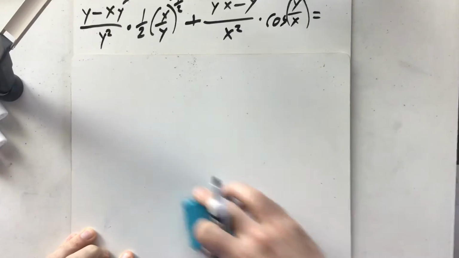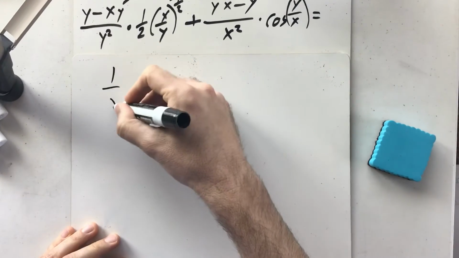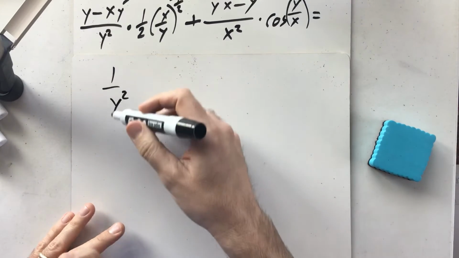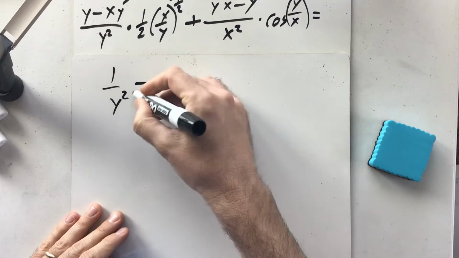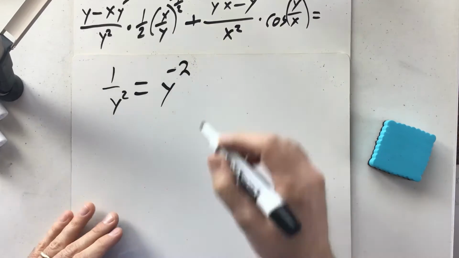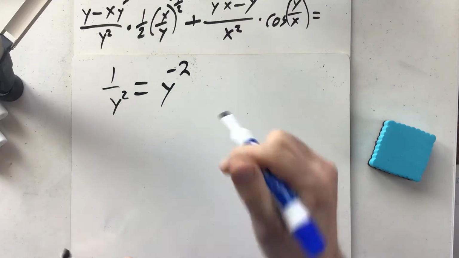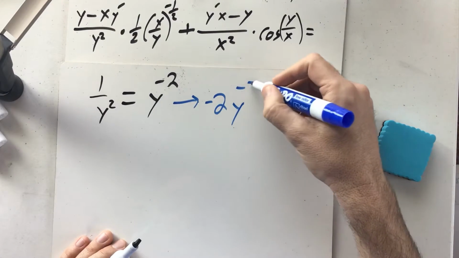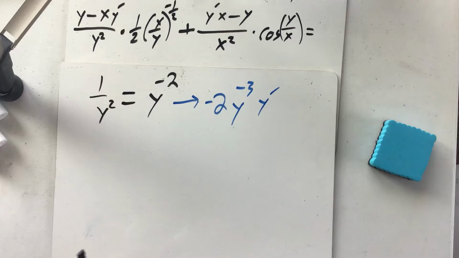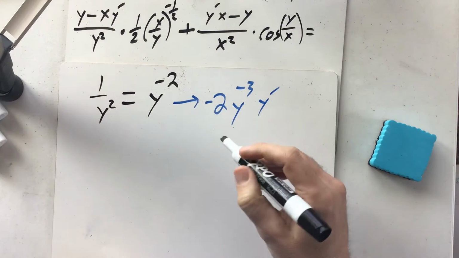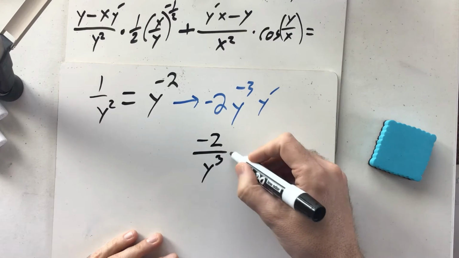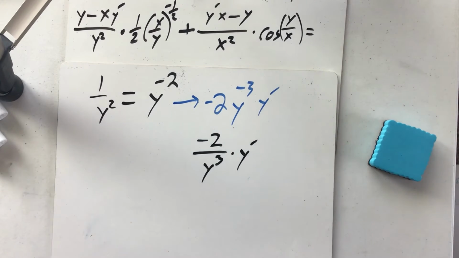So now the last piece to take care of is 1 over y squared. And how do I do this? You could use the quotient rule, and if so, you'll get a derivative of 0. I think the easiest thing is to realize that this is y to the negative 2. So the derivative of that is going to be negative 2y to the negative 3 y prime. It's going to make our life a little bit easier if we write it as negative 2 divided by y cubed times y prime. I think that's just going to help us just a little bit.